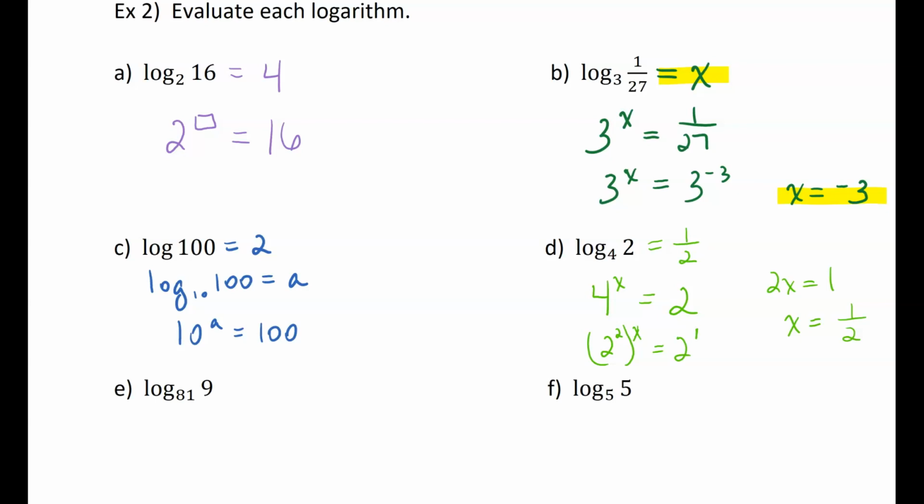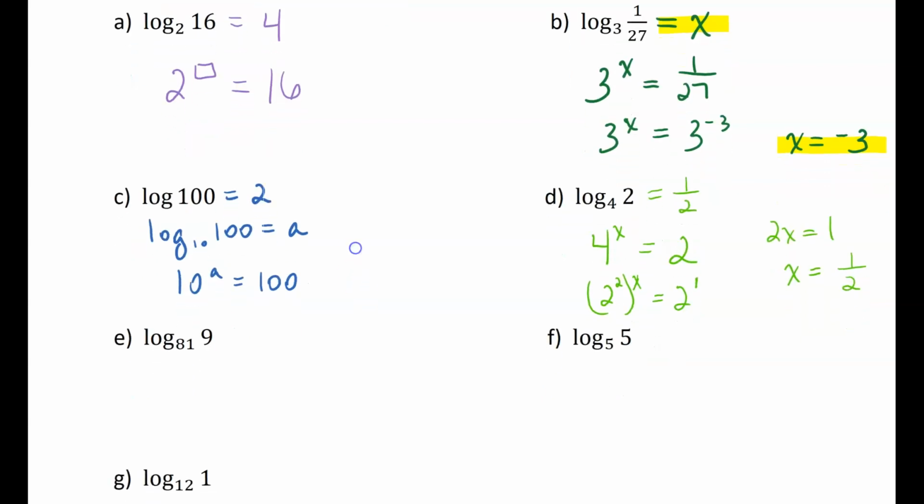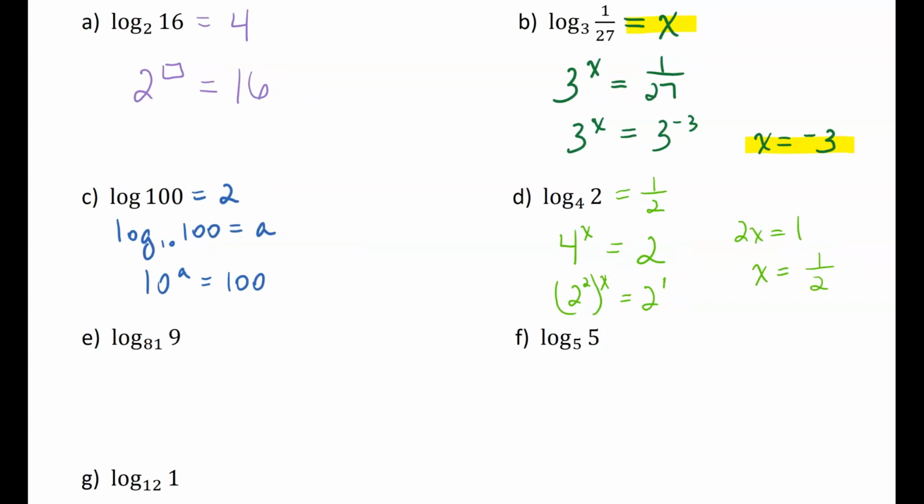How are we doing with these logs so far? They're not so bad, right? Okay. I have log base 81 of 9. Again, the base of the log is the base of the exponent. So 81 raised to what power would give us 9? To the 1/2 power, exactly.